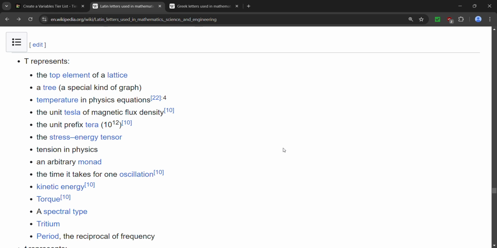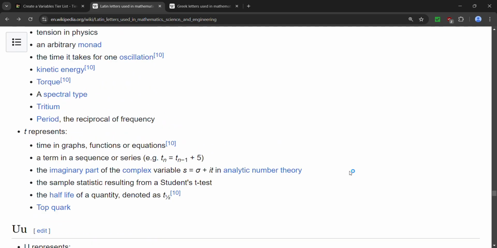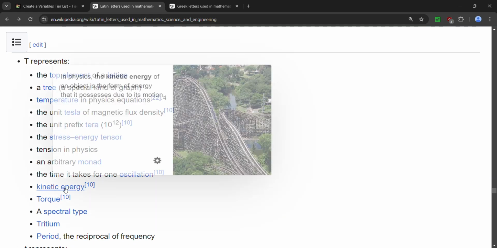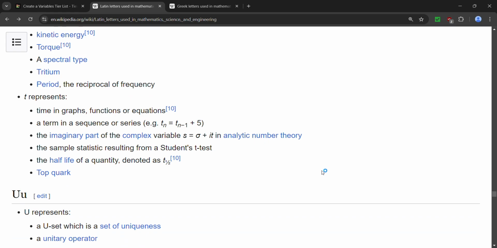Okay. T. A tree. That's good. I guess trees kind of look like T's, because they have branches. But temperature is important. Time is also important, right? Torque is somewhat important. Kinetic energy, I think some people use it to represent kinetic energy in like a Hamiltonian or something, but I've never actually done that, and I don't really care, so I'm not giving it points for that. Tension, maybe. The half-life, that's kind of a time, so that doesn't really count.